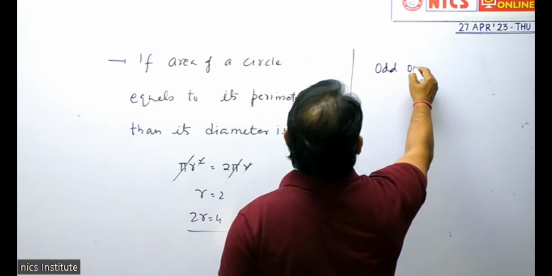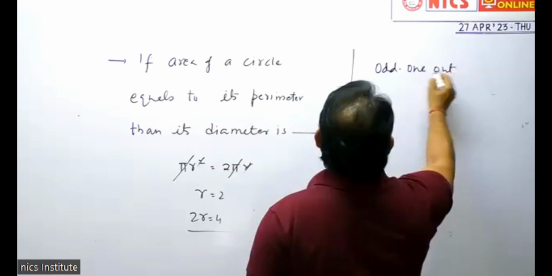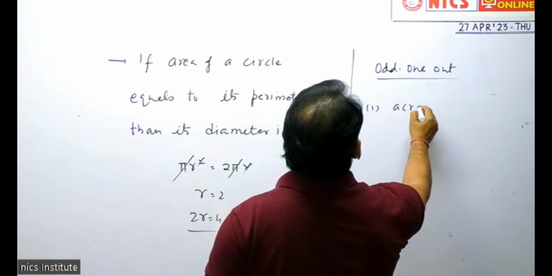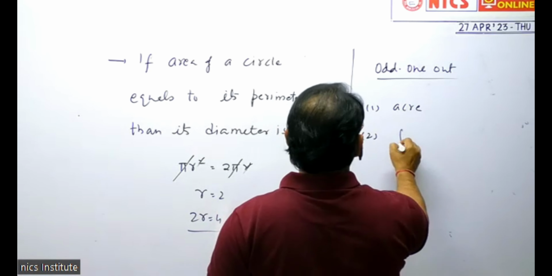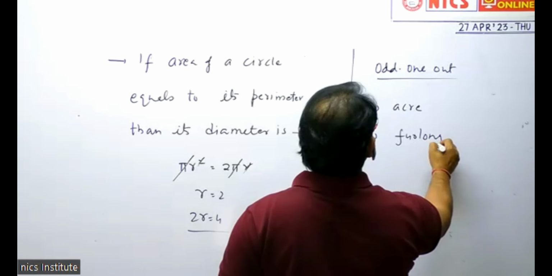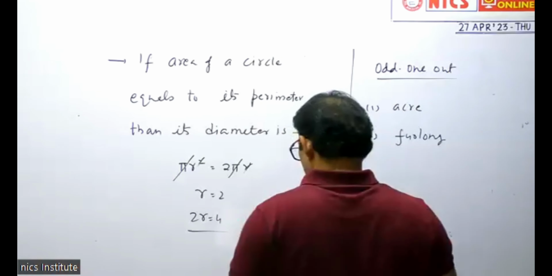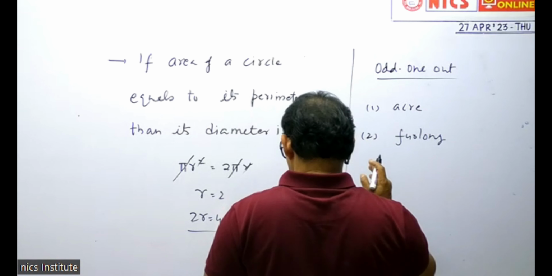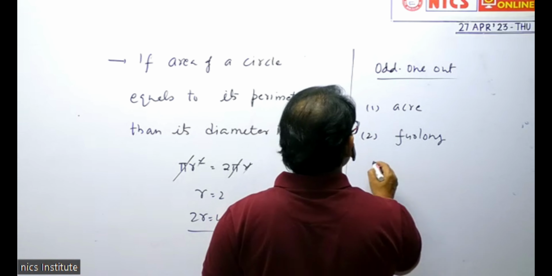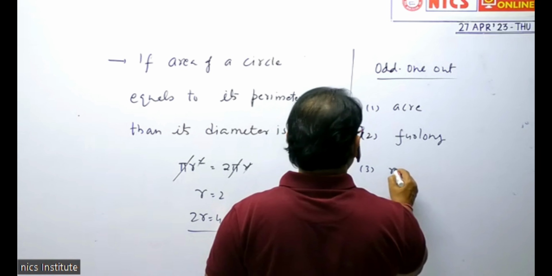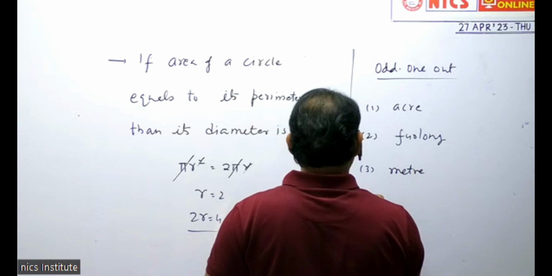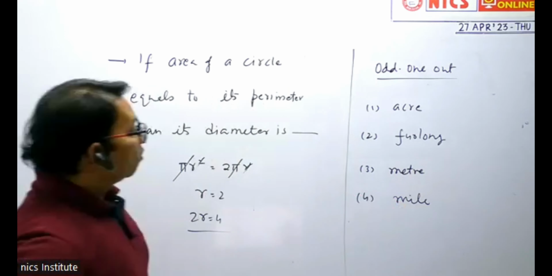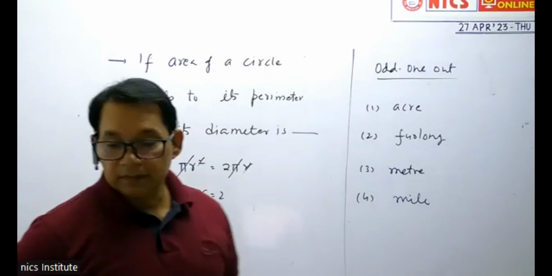Odd one out. I'm doing all these questions with you because these are very long, maybe 2010, 12 type questions. But these are being repeated in the last NATA, so I thought let me do these. Odd one out: acre, furlong, meter, mile.